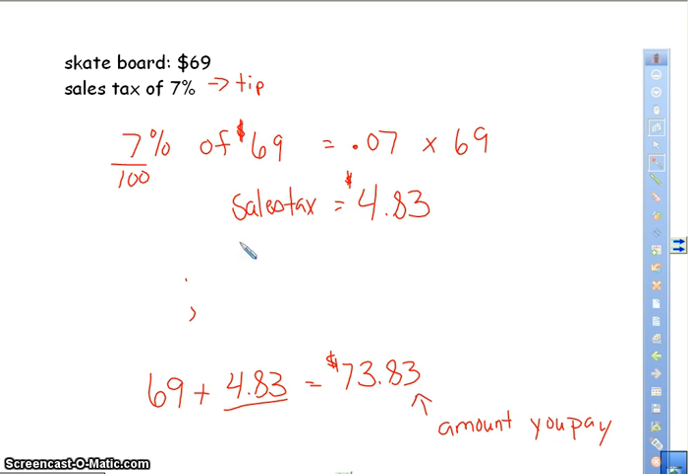So whether you're finding sales tax, a discount, or a tip, you're multiplying the percent times the price. Then if it's sales tax or a tip, you're going to add that on to the original price. If it's a discount, you're going to subtract that from the original price.